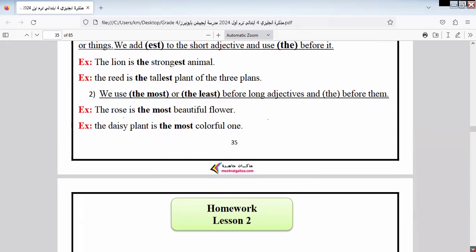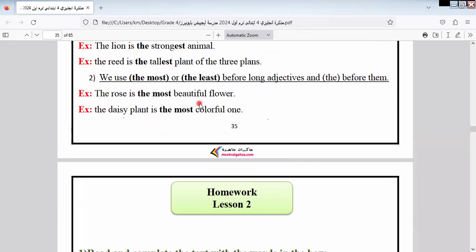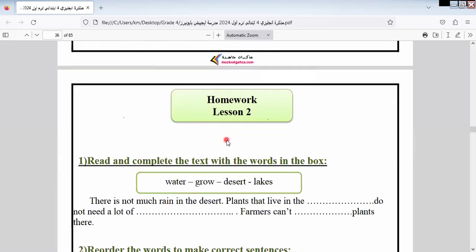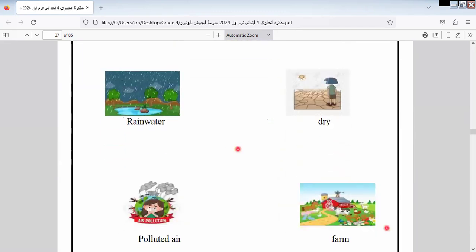When we talk about adjectives that have more than 1 syllable, like beautiful, we say the most. As we told you in the comparative form, we use more adjective than. We can say more beautiful than, more dangerous than. In the superlative case, we don't use more. We use the most beautiful, the most colorful. Okay, let's go to another one here.